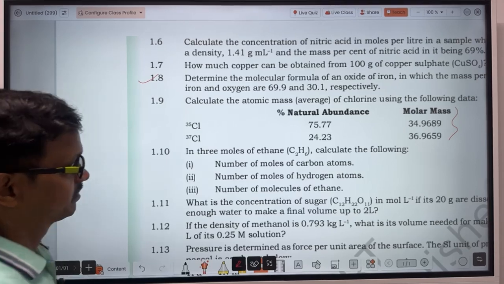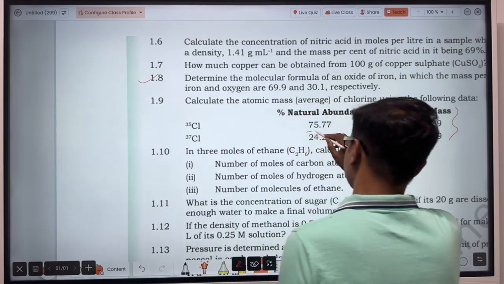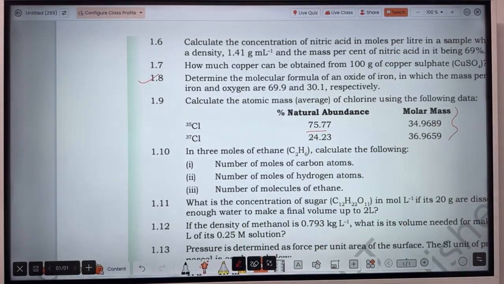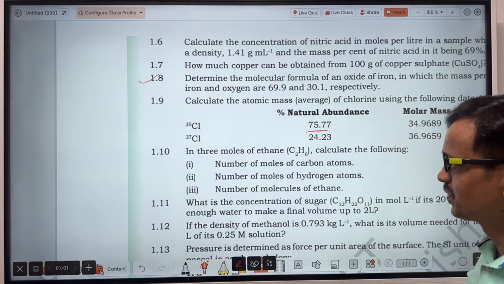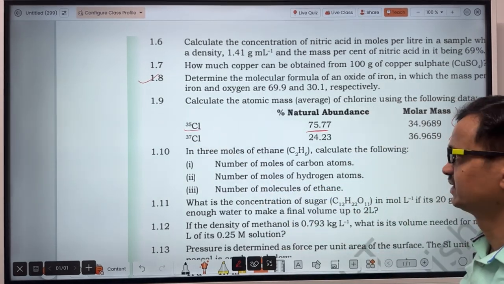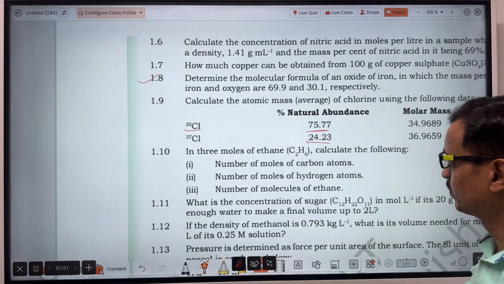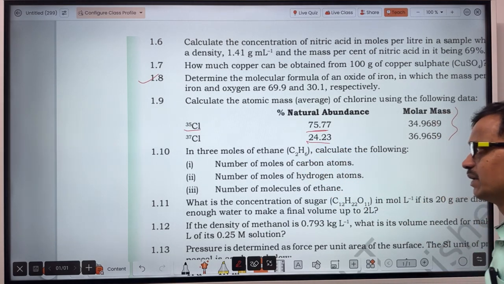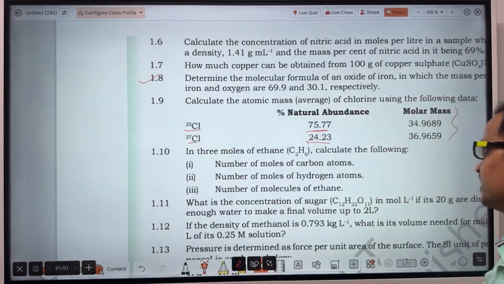Here, the percentage of natural abundance of chlorine 35 is 75.77. That means if there are 100 atoms of chlorine, there will be 75.77 atoms whose atomic weight is 35. In the same way, the percentage abundance of chlorine 37 is 24.23, meaning if there are 100 atoms of chlorine, there will be 24.23 atoms whose atomic weight is 37.